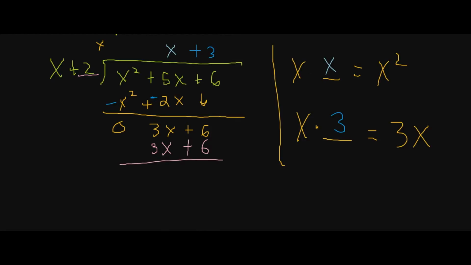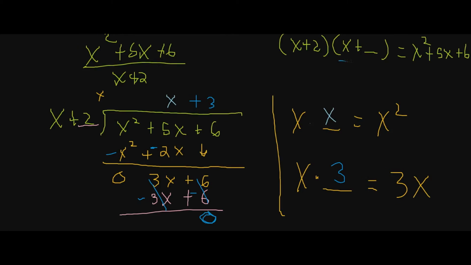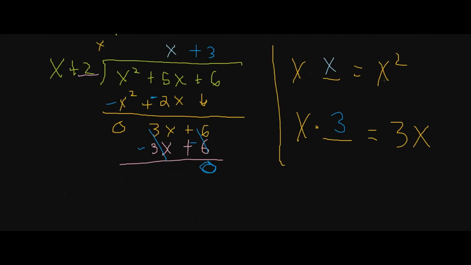Just like before, we flip the signs on these. 3x plus negative 3x is 0, so that's gone. And 6 minus 6 is gone. So we get a remainder of 0, which is great. Essentially, we did long division because we were trying to figure out x plus 2 times what gives you that expression. We can conclude then that x plus 2 times x plus 3 is going to give me x squared plus 5x plus 6.